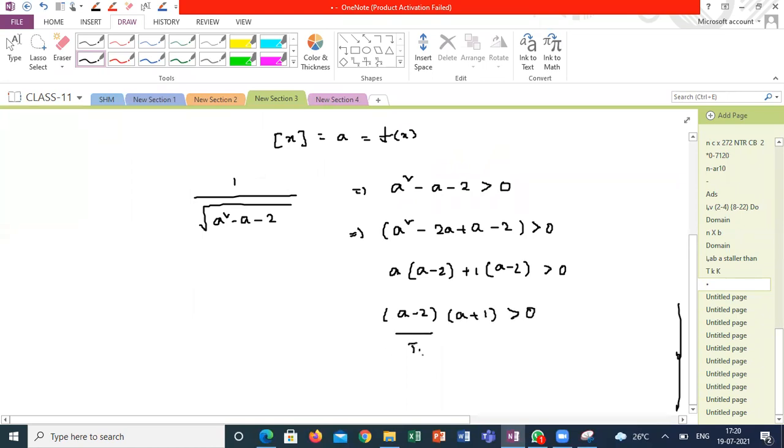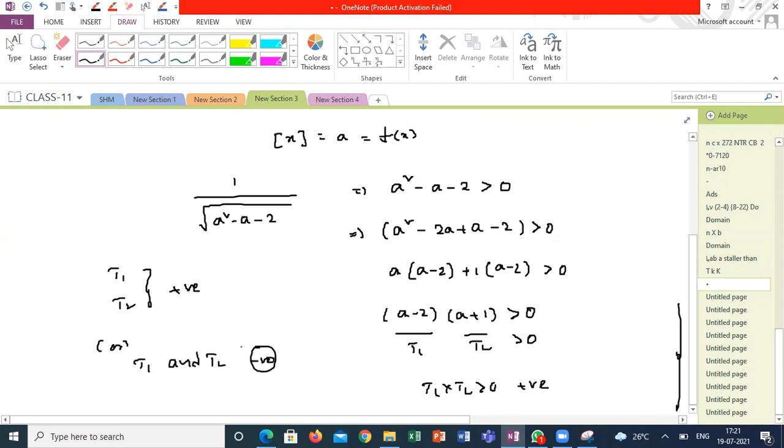This is one term, this is another term, and the product of the two terms is greater than 0, that is positive. This is possible when term 1 and term 2 are both positive, or term 1 and term 2 are both negative. Will you agree with me? How to analyze this equation? Guys, is it clear what I'm saying? So then what is the domain of A here? We will get both positive and both negative.